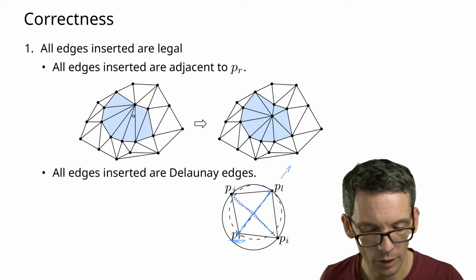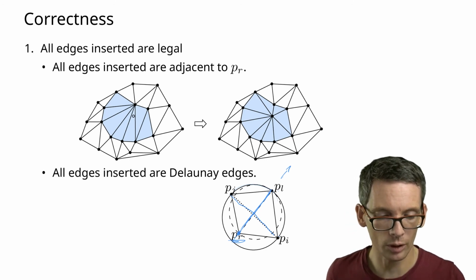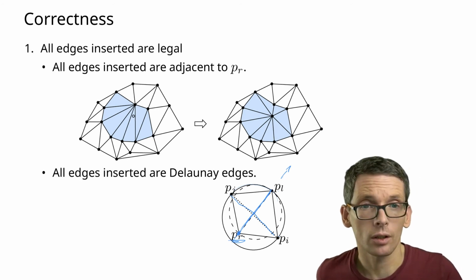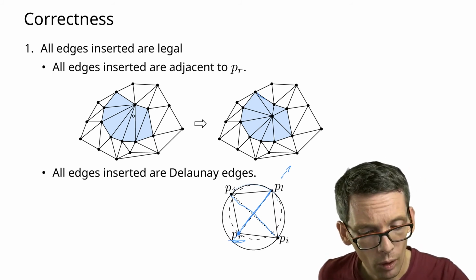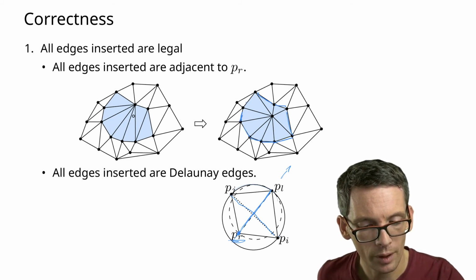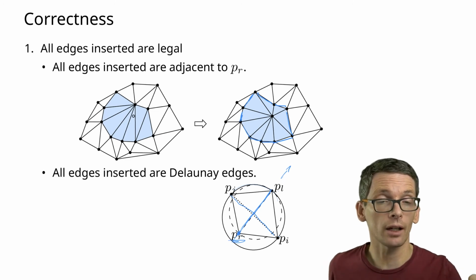And in this way I get a circle that is completely within this old circumcircle that was empty. So it is again empty, and the edge is Delaunay. Now all edges on the boundary of this region, I checked whether they're legal, and the algorithm stopped because they were legal, so they are legal.